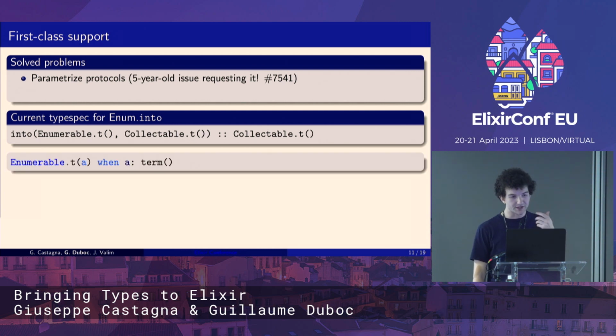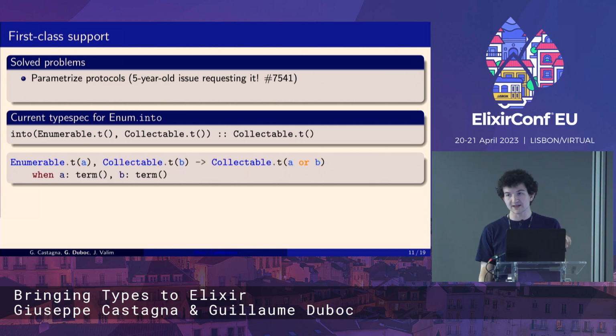But now we can, because Enumerable.t of A is the type of values that implement the enumerable protocol and which contain elements of type A. That would be a list of A elements, for example. And now we can write a precise type annotation for the into function, which is the following one, which tells you that given an enumerable containing A elements and a collectible containing B elements, you will get as a return some collectible, and its elements are either of type A or of type B.